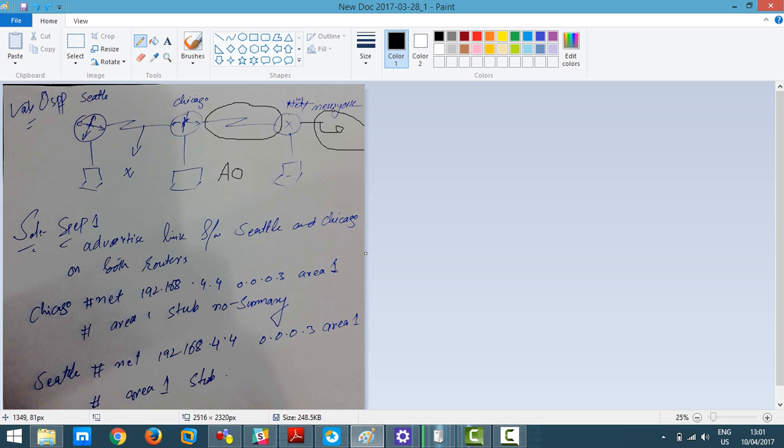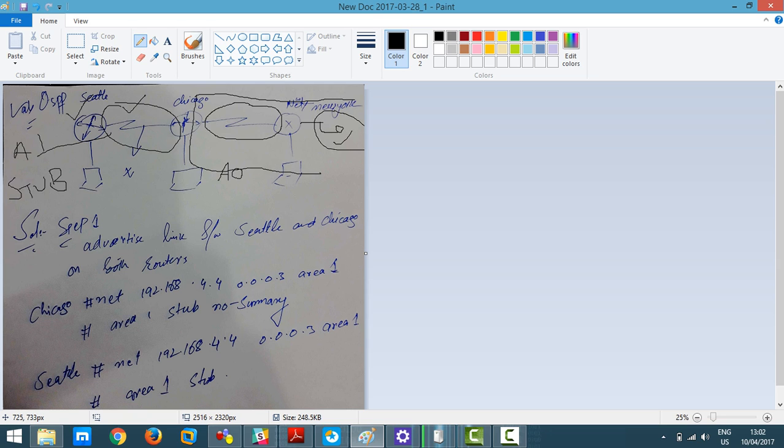This whole area is done, this whole area is done. You don't have to do anything here. Just the problem is here. You have to configure this interface in area 1, and you have to configure this area 1 as a stub area. So what we will get is only a very summarized route here, and after that we will be able to ping the loopback interface. So this is the whole problem.